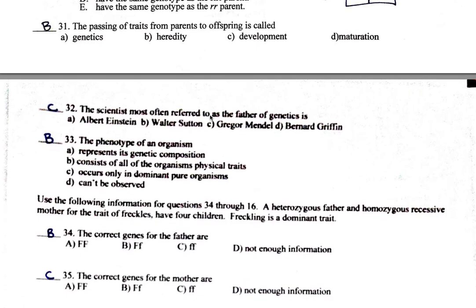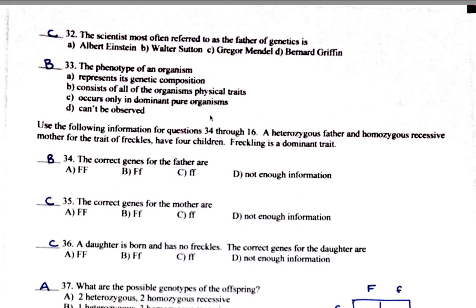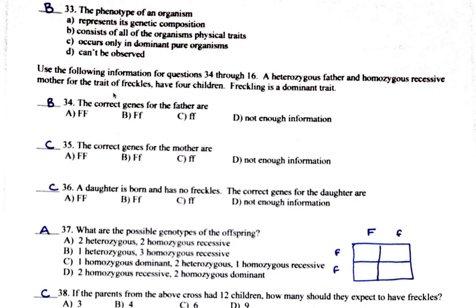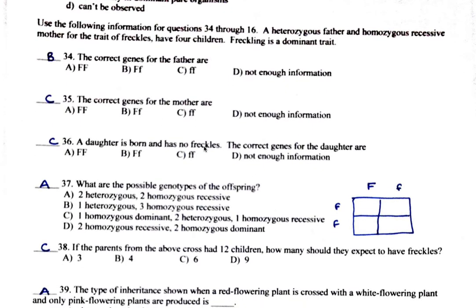Scientist, sorry, it's blurry, is Gregor Mendel. A phenotype is the physical traits, so this shouldn't be too bad. Okay. A heterozygous father and a homozygous recessive mother. So the father is big F, little f. Make sure you just read the question carefully, guys. It really shouldn't be too bad.